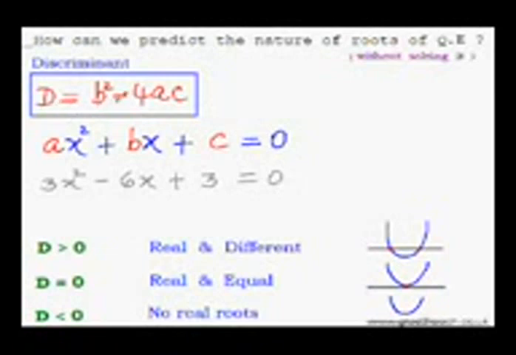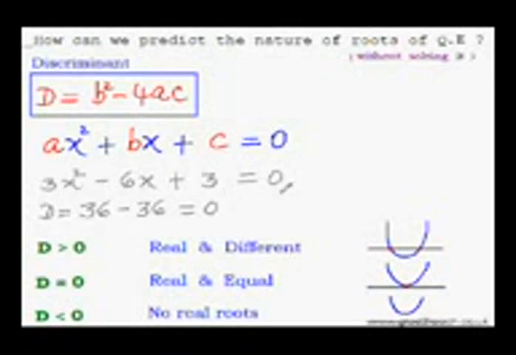So d equal to b square minus 4ac. B square is minus 6 square, which is 36, minus 4ac. 4 times 3 is 12 and 12 times 3 is 36. So 36 minus 36 is 0. D is equal to 0. That means the roots of this quadratic equation would be real and equal.